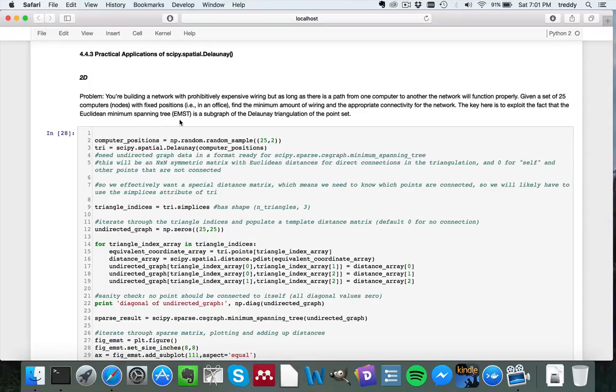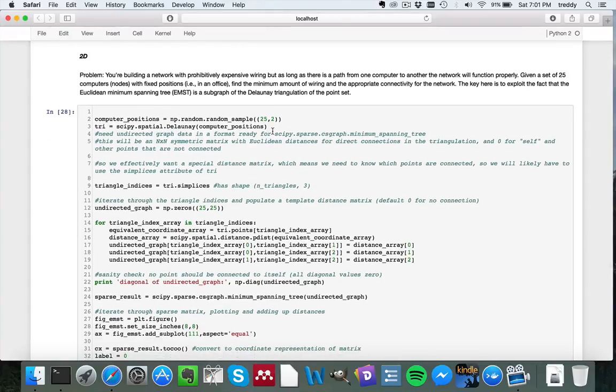If we want to do this for, say, a random set of 25 points, these can be 25 computer desks, computer positions in an office. The first thing we do to find this minimum spanning tree across all the nodes is to calculate the Delaunay triangulation. There are other approaches, but this one is definitely the fastest. The other approaches will typically have a slower time complexity. So the Delaunay triangulation is actually a way to minimize the number of permutations, the number of possible routes through these nodes in the network.